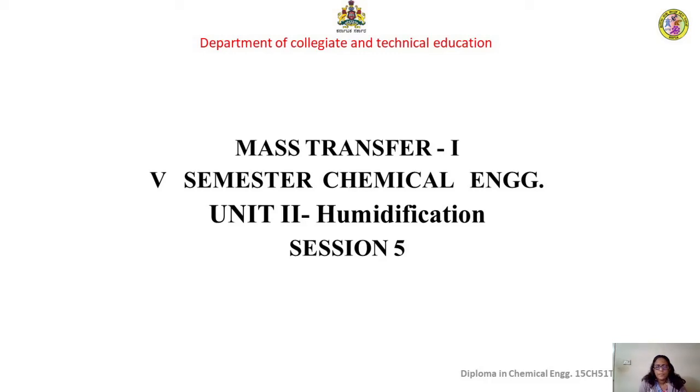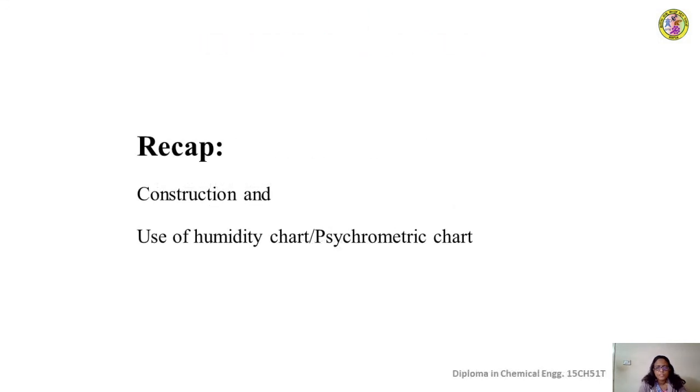So you all know that we have been discussing the second unit of the course, that is on humidification. In the previous session, that is session number 4, we learned about the construction and use of a psychrometric chart. So we learned what a psychrometric chart is and how it is constructed, and how we can plot the various properties of a vapor gas mixture on a psychrometric chart. Then how we can use this chart to estimate the different properties of the given vapor gas mixture and how it can be used for humidification operation.